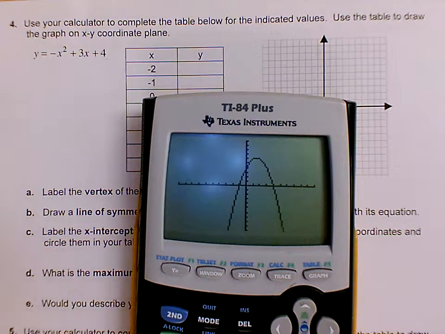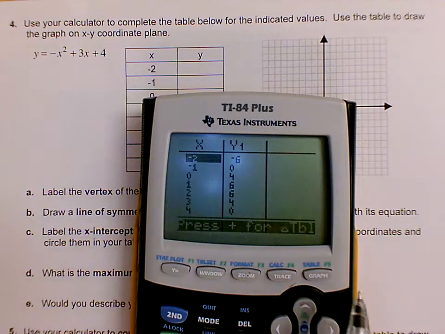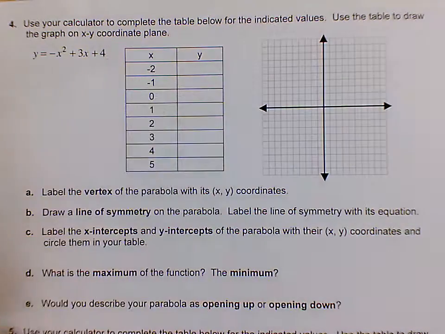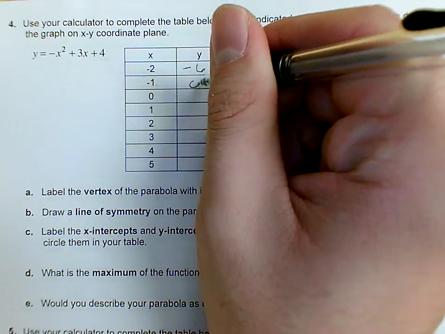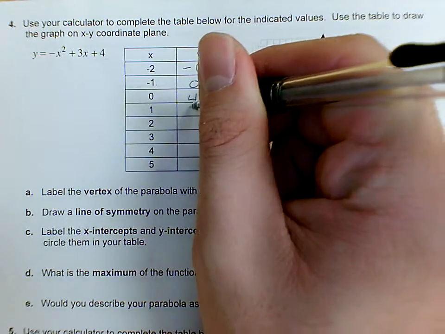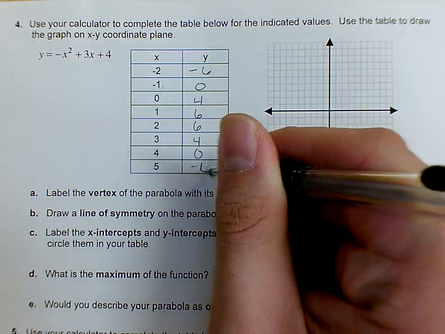And then finally, let's go to the table. You're going to hit second graph to get the table. So second graph gives us the table. And we're starting with -2, so this is perfect. We can just write down our values in the table. -6, 0, 4, 6, 6, 4, 0, -6.